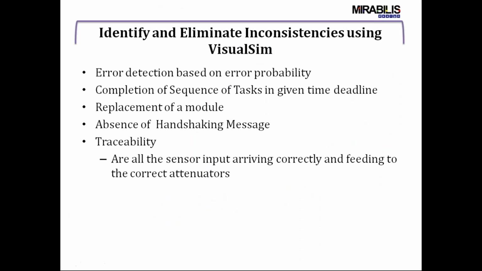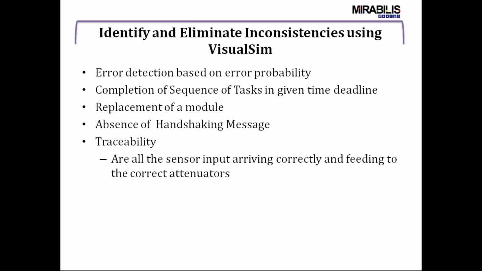Okay, and in addition to that, you can identify and eliminate inconsistencies related to error detections based on error probability as well. You can model a different set of error probabilities in Visual Sim and simulate your system platform with a given set of error probabilities, and make sure how exactly the system works and what is going to be the impact of those added error scenarios on the system performance and functionality itself.